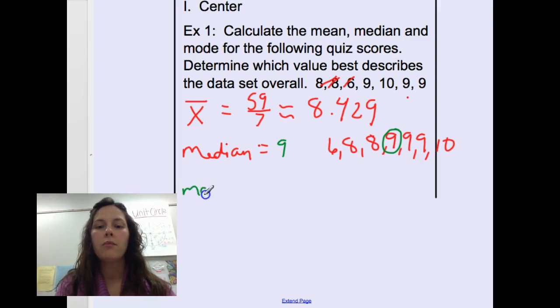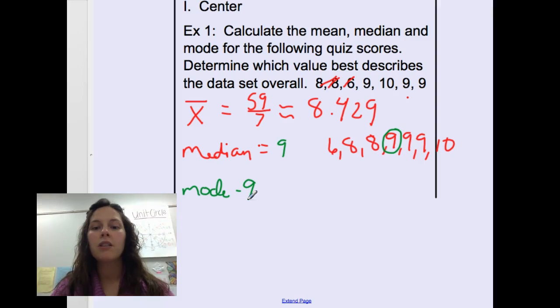And finally, our mode, the number that occurs most often, is 9. So in this case, because the mode and the median are the same, I would say 9 is the better measure of center than the mean.